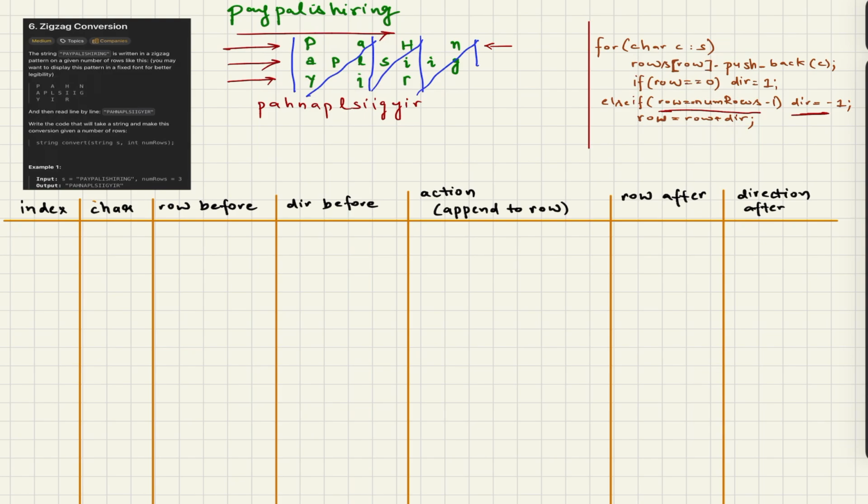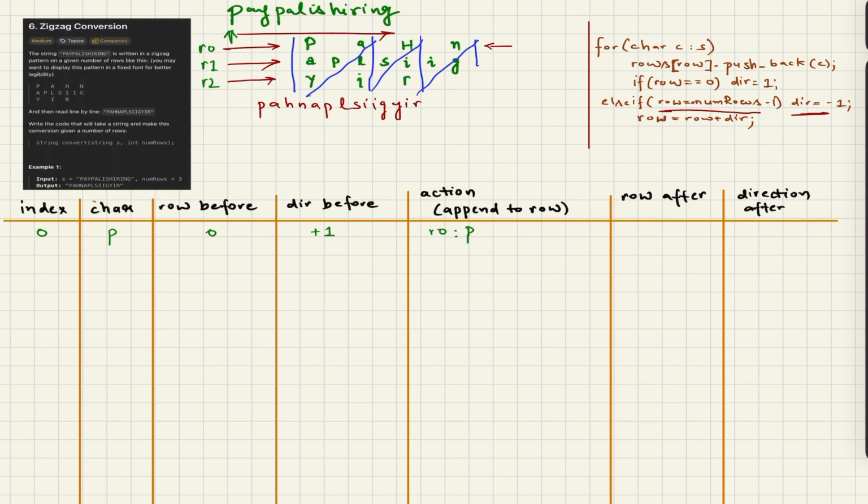Okay, let's do a dry run so that we understand it a little better. Currently my index is 0. The character in my hand is P, and row right now is 0. I'll initialize the row with 0, and direction, obviously we are going down, so it's +1. Now the action is nothing but append. So this is going to be row 0, this is row 1, and this is row 2. So to my R0 I'm going to append P, which is what was given.